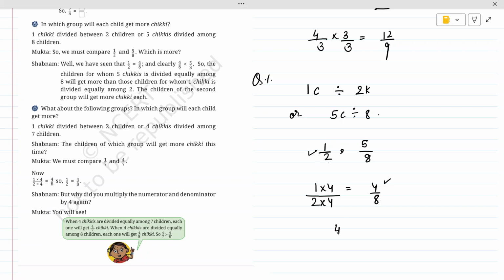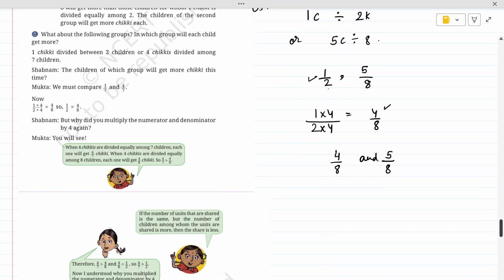So now I can express 1 by 2 as 4 by 8. So I have two numbers to compare now, 4 by 8 and 5 by 8, right? And we know the rule, we have learned the rule that if the denominator is same, then the number with higher numerator will be more. Okay, so I can write here that 5 by 8 will be greater than 4 by 8. Okay, so this is how we have to do this.